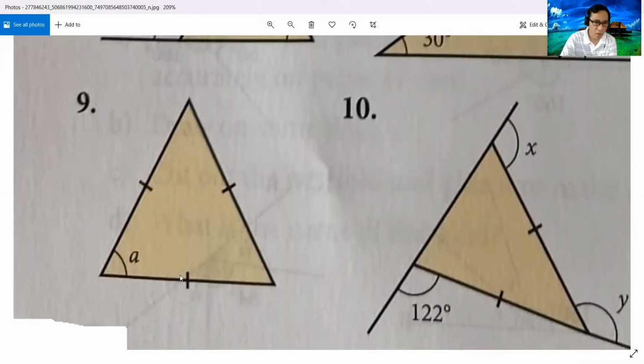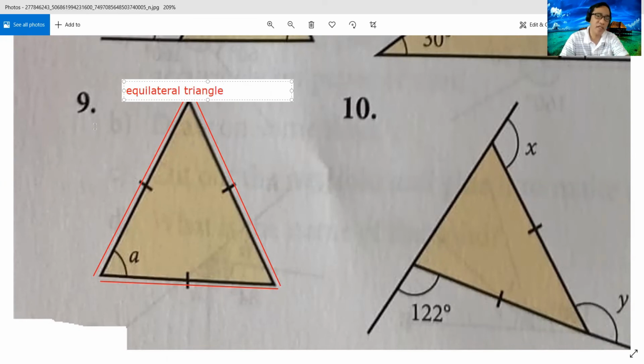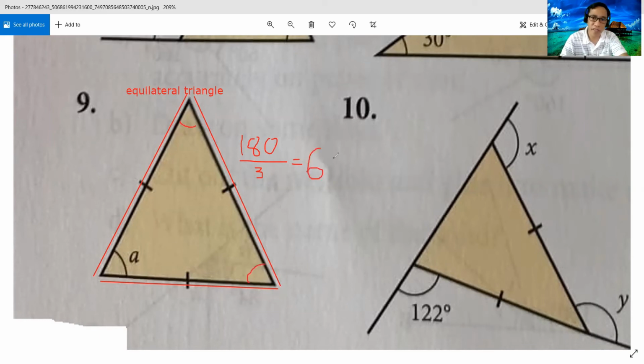Alright, next problem. Now, as you can see, the three sides are equal. This side, this side, and this side are all equal. This means that this triangle is an equilateral triangle. An equilateral triangle is a triangle that has three equal sides. All you have to do is 180 divided by 3. In an equilateral triangle, if the three sides are equal, therefore the three angles are also equal. Here, 180 divided by 3 is 60 degrees. Therefore, angle A is equal to 60 degrees.